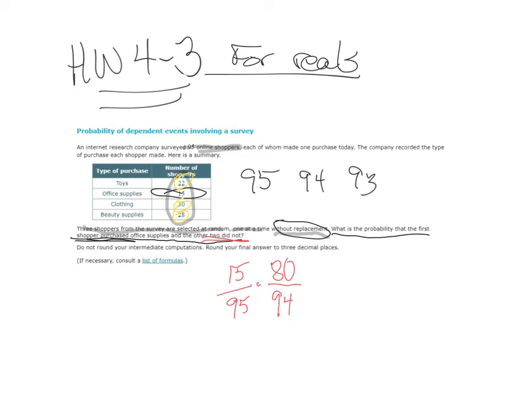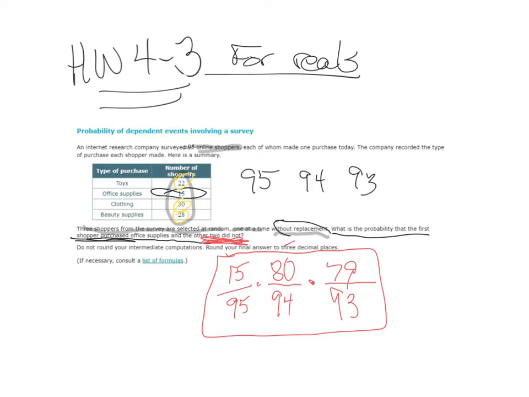I got to assume I did that, and then the question now is, what's the probability on the next draw I don't get an office supply either? Well, there's 93 items left. 79 of them are not office supplies, because you got to assume you picked one in the last one. So this is what I'm going to type into my calculator. Make sure you do that correctly. And then you're going to round your answers to 3 decimal places for your final answer.